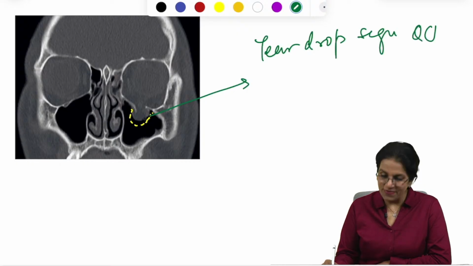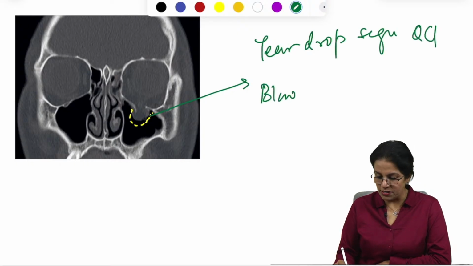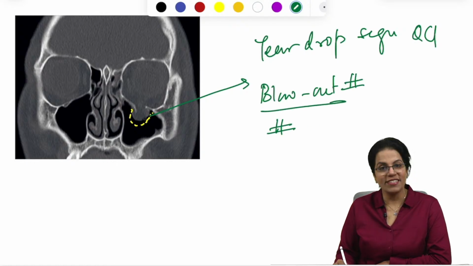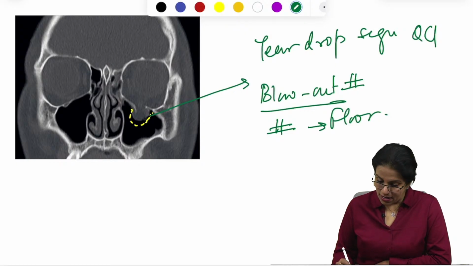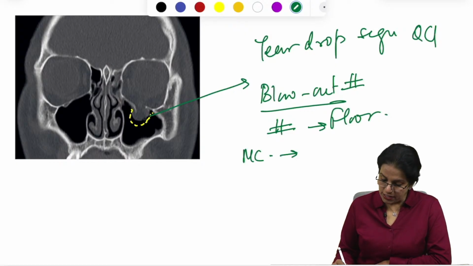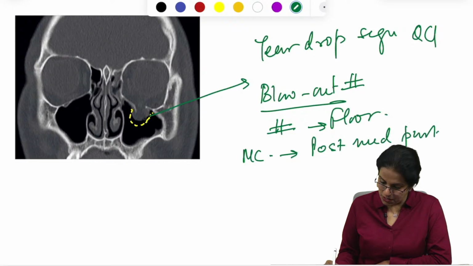It's a double Q. It's a feature of blowout fractures. Tell me some questions. Blowout fracture is a fracture of the floor. Correct? Okay. Most common site of floor fracture is the posteromedial part. Just remember posteromedial part.